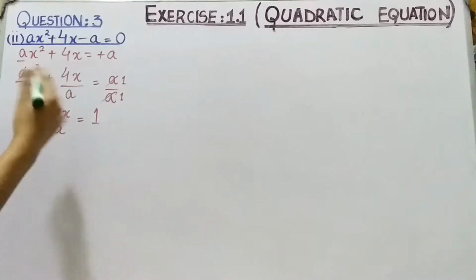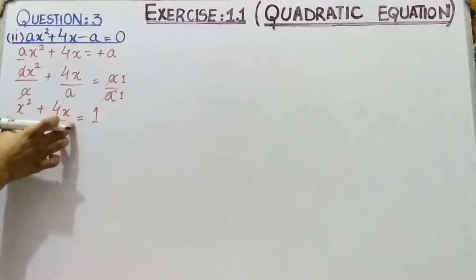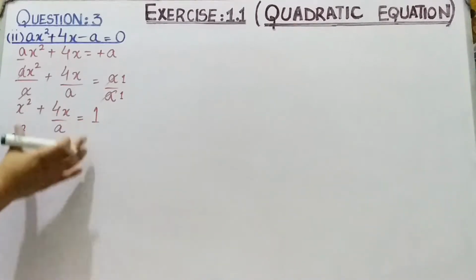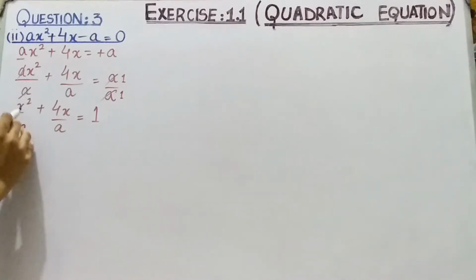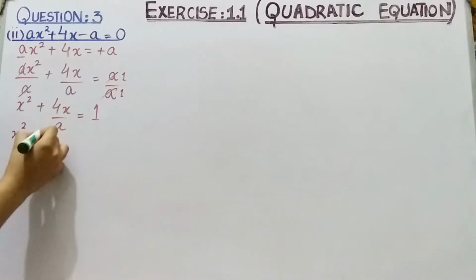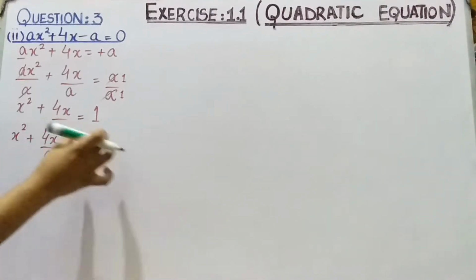Now in the next step there will be x square, and I'm going to complete this whole. Then in the next step I will close that as a in the formula. So now there is x square here and 4x divided by a. Now I have to complete that one.